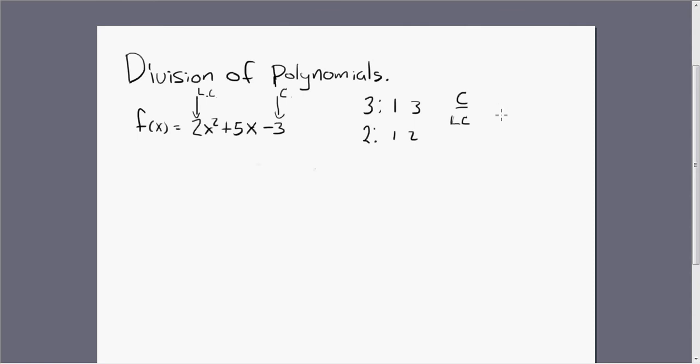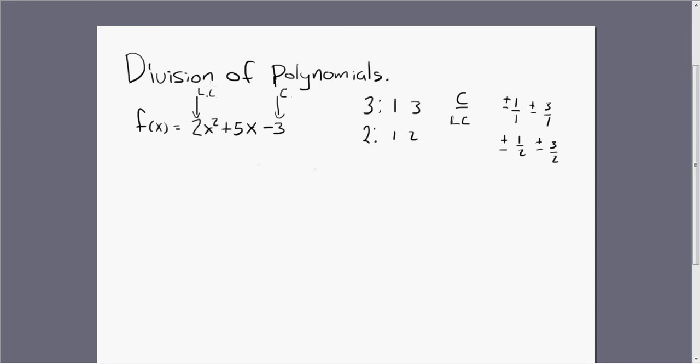The possible solutions or possible factors of your polynomial are going to be plus or minus 1 over 1, plus or minus 3 over 1, plus or minus 1 over 2, or plus or minus 3 over 2. And those are the possibilities.